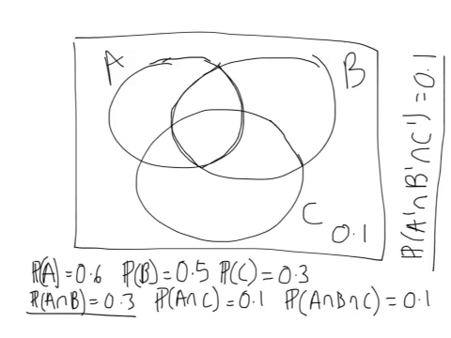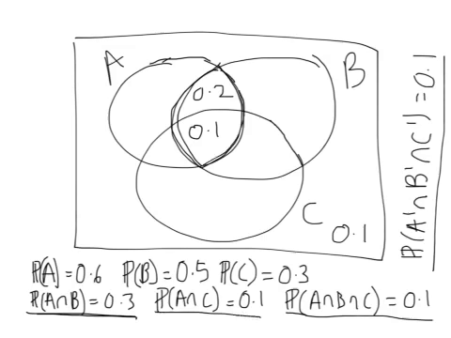Actually, first let's use this. The intersection of all of them is 0.1. Now we know that the intersection of A and B is 0.3, so this bit must be 0.2, so that these two add up to give 0.3. Now we know that the probability of A and C is 0.1, so this bit must be 0.